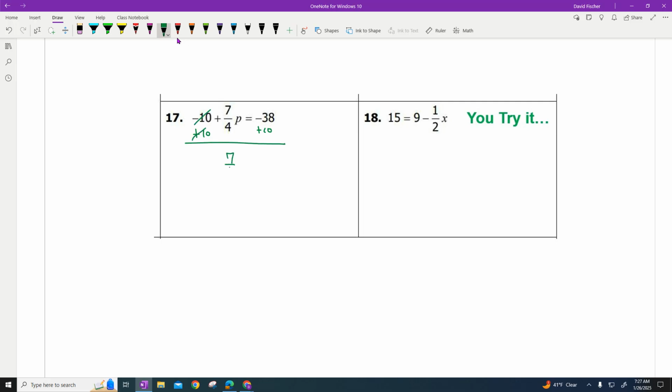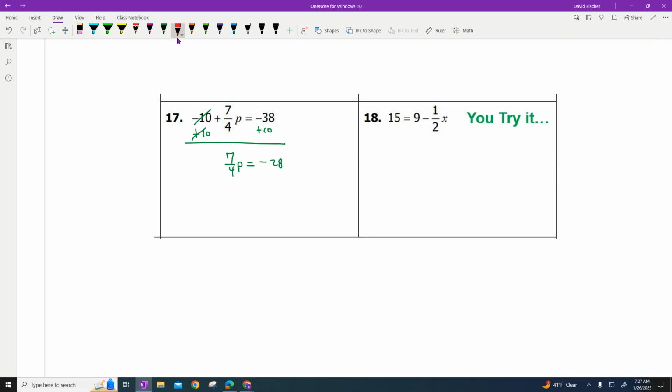I got 7 fourths p equals negative and a positive. So I want to look and see which one I got more of. I got more negatives than positives, so I know my answer is going to be a negative. And now I want to subtract the 2. That way I don't need my calculator. Okay. Alright, now let's go on this guy.